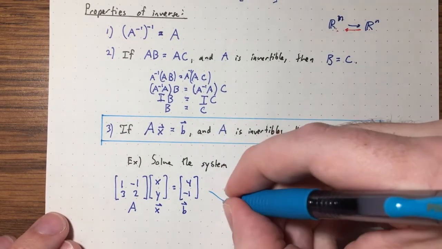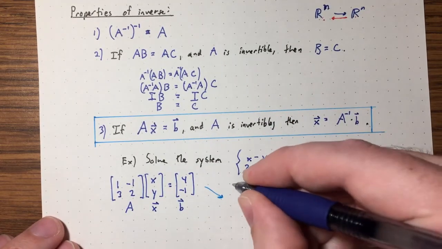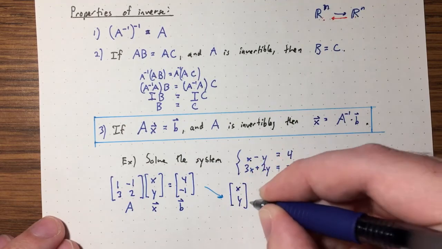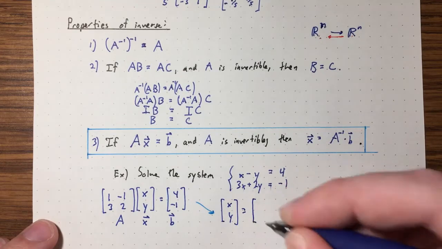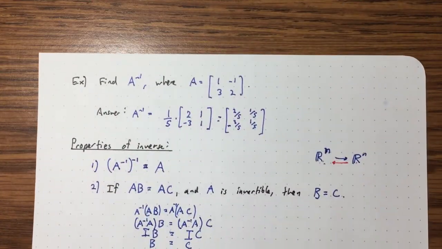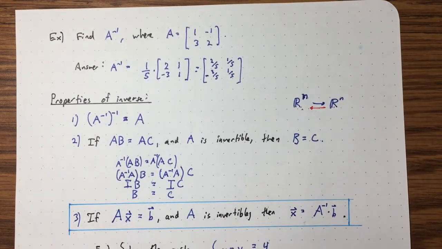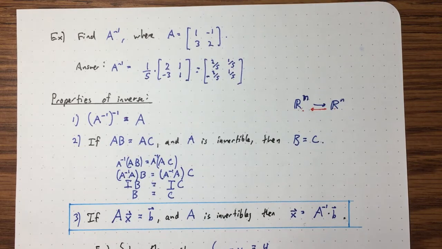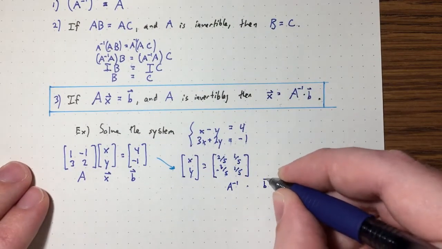Here's the solution. (x, y) equals A inverse times b. What is A inverse? Well, I chose the matrix we had above as the coefficients. You might have noticed that. So we already calculated the inverse. But in general, you would calculate the inverse here. So let's put that in. Here's A inverse times b.